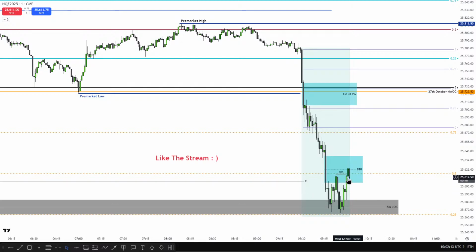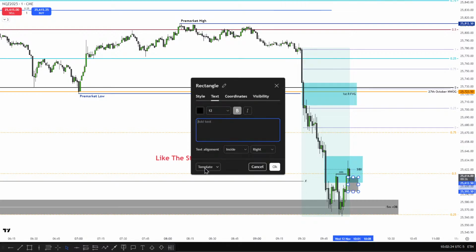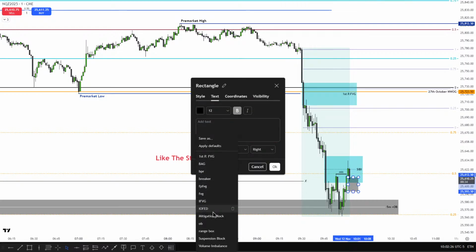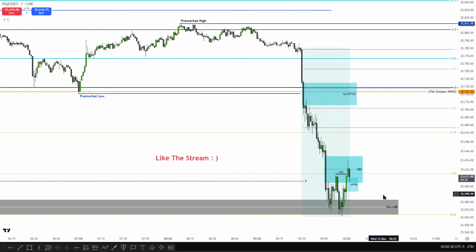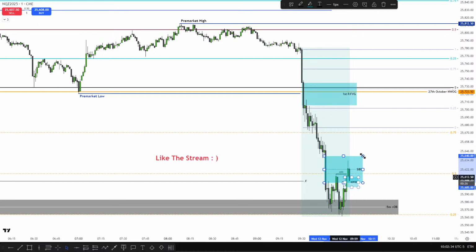Okay, hopefully that's IOFED. Oops. What's IOFED? There it is. We'll take the CB off, but keep in mind I'm looking for this to become an inversion gap.